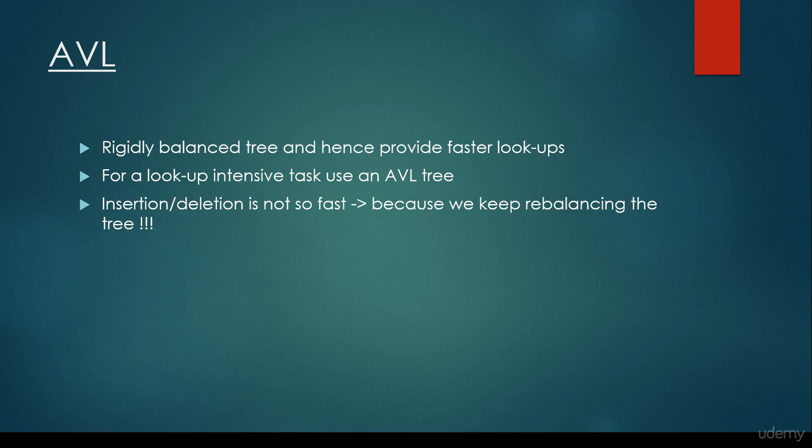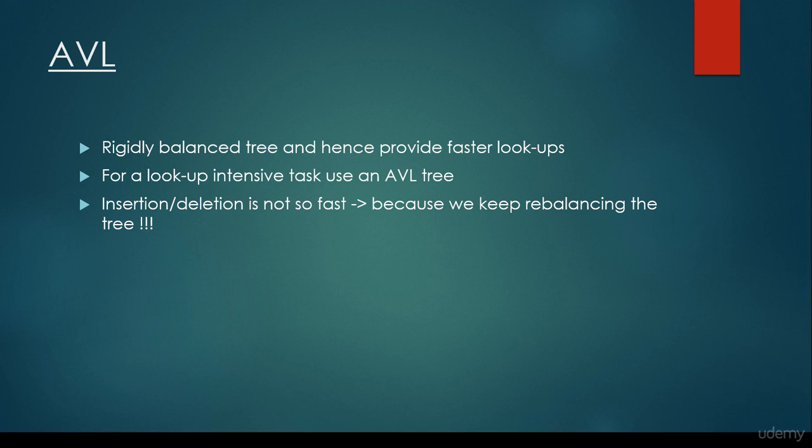But because we keep rebalancing the tree on every insertion and we make sure that the tree is rigidly balanced, the insertion or deletion operation is not going to be as fast as, for example, for red-black trees. Because we come to the conclusion that the tree is a bit unbalanced and we are going to make several rotations to make it balanced. So that's why insertion and deletion is not so fast.